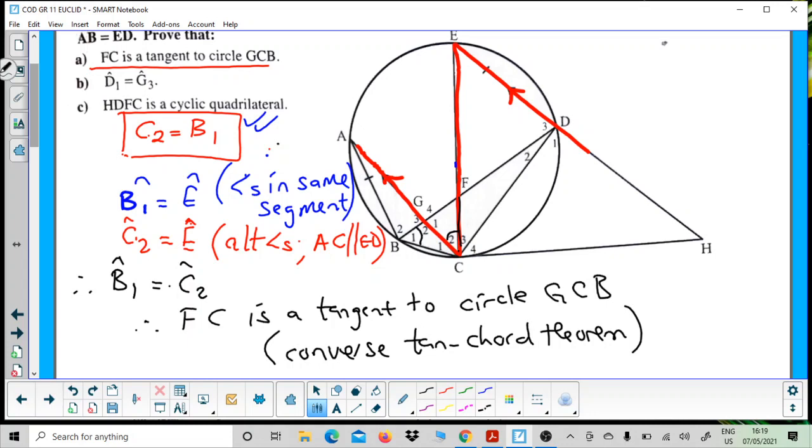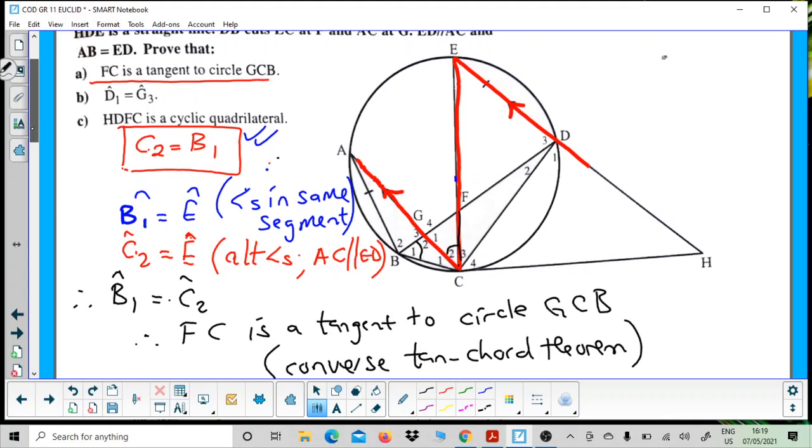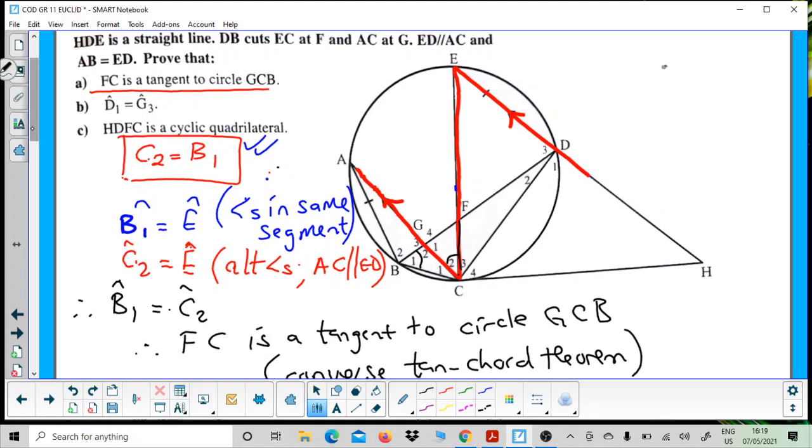So I am going to let you prove that D1 is equal to G3 as well as number C. Do it as fast as you can because I believe you can do this. All right.